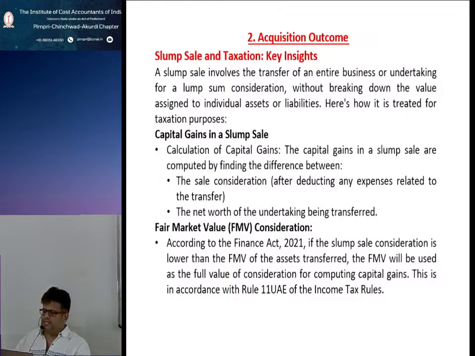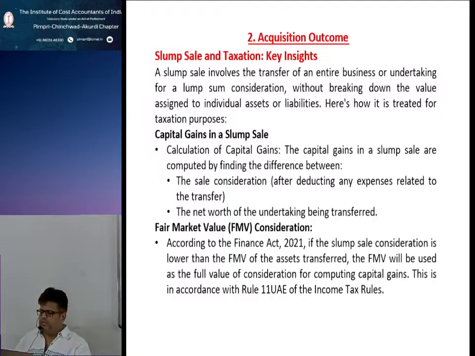So key insights: typically a slump sale involves the transfer of an entire business or undertaking for a lump sum consideration without breaking down the value assigned to individual assets or liabilities. Here is how it is treated for taxation purposes. Capital gains in slump sale, calculation of capital gains: the gains in a slump sale are computed by finding the difference between the sale consideration, after deducting any expenses related to transfer, and the net worth of the undertaking being transferred.